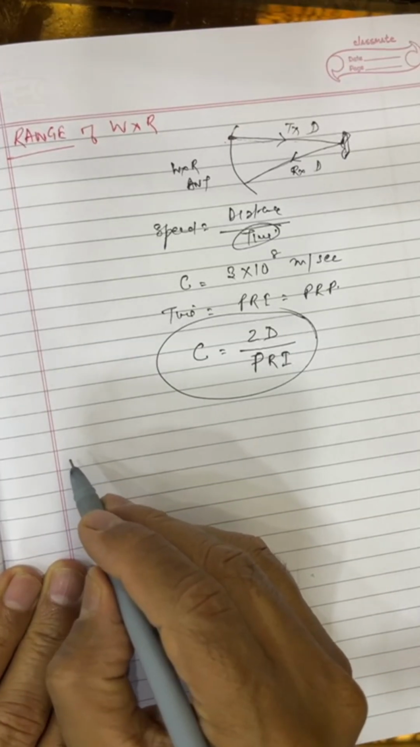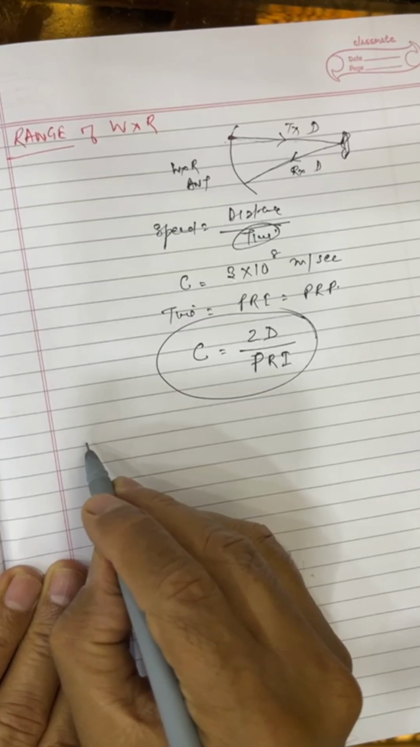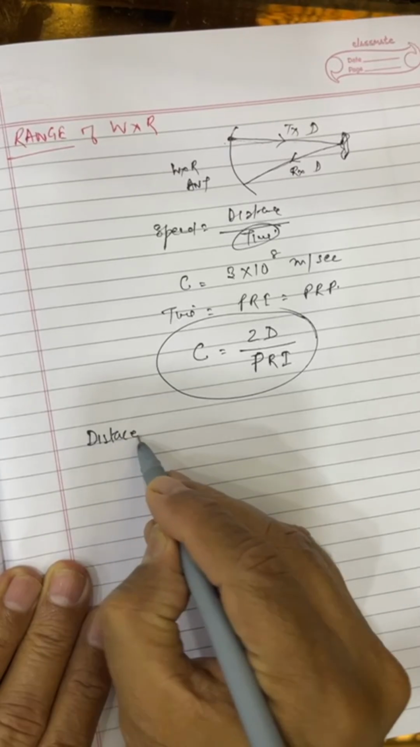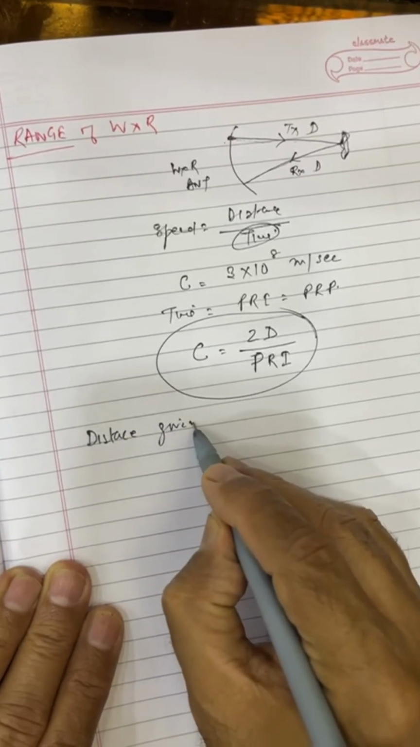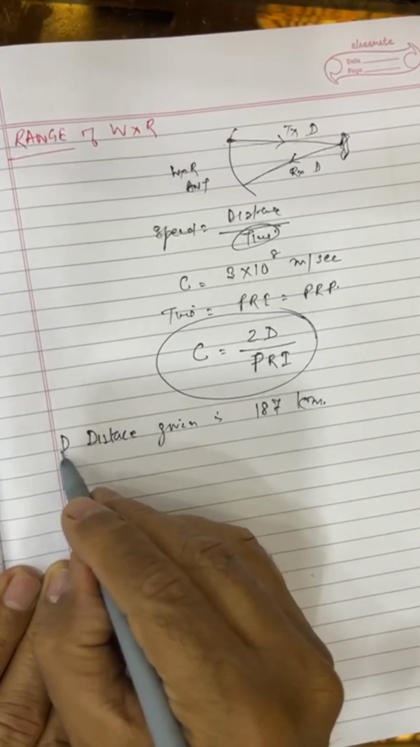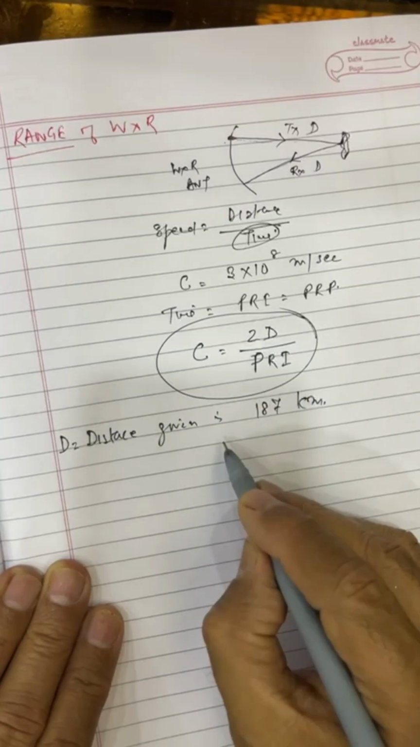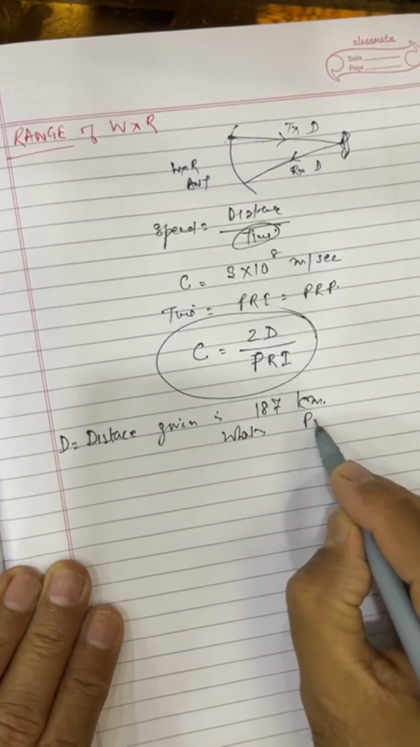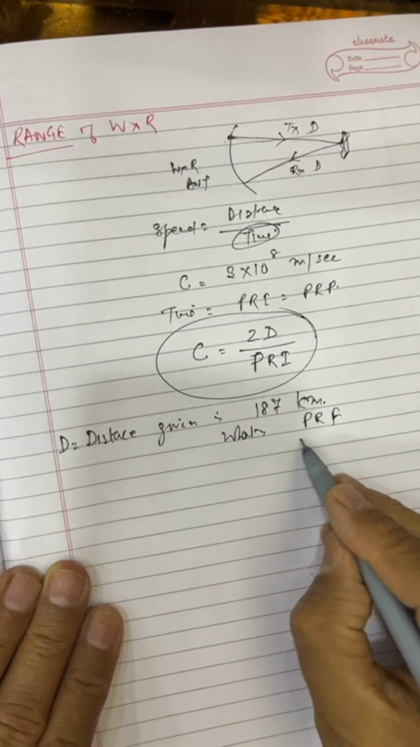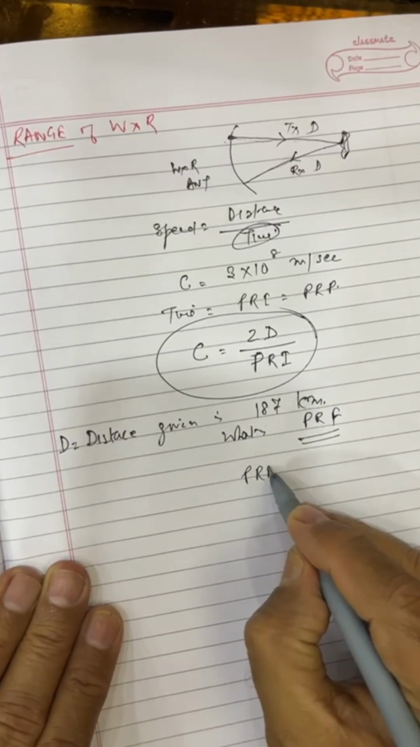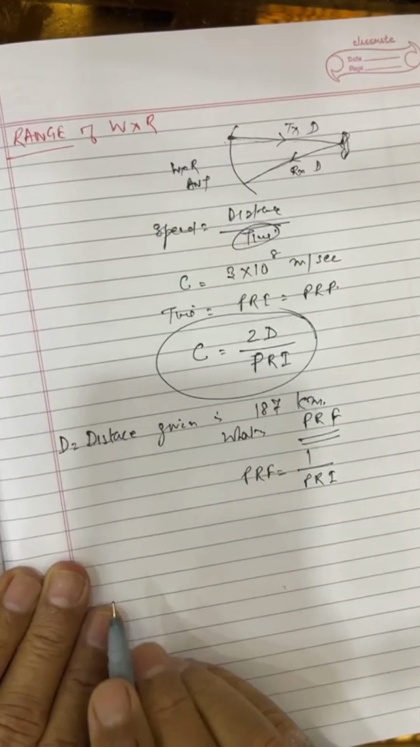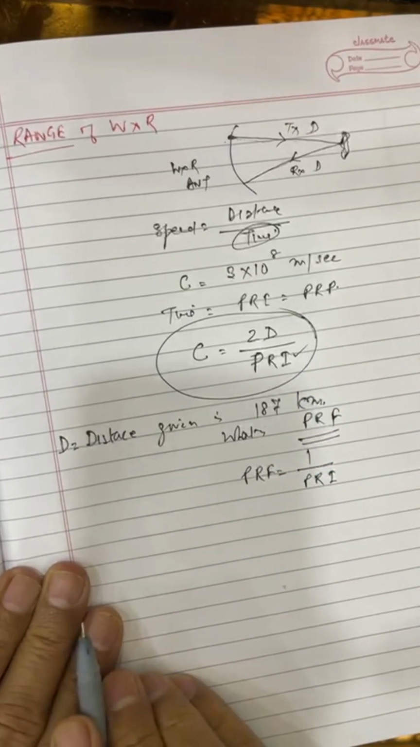Okay. Let's take an example. Suppose distance given is 187 kilometer. D is given as 187. What is PRF? PRF is equal to 1 upon PRI. How will you calculate PRI? From here you can calculate PRI.